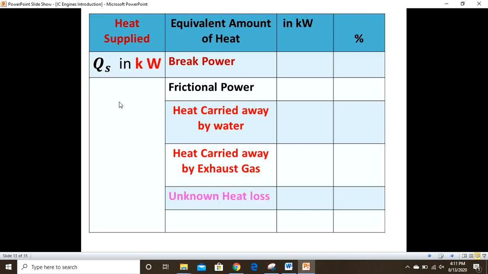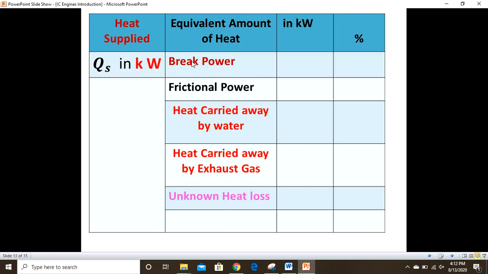And then next come to the heat balance sheet. Already I told you, heat supplied is equal to Qs in kilowatts, equivalent to the heat energy carried away by the water. This is the table you need to prepare. Qs, the amount of heat energy supplied, will be distributed into the indicated power, that is brake power plus frictional power, and then something will be lost: heat carried away by the water and heat carried away by the exhaust gas. Radiation, the amount of heat energy, they won't give in examination. If they give it, you can consider it in another row, that's all.